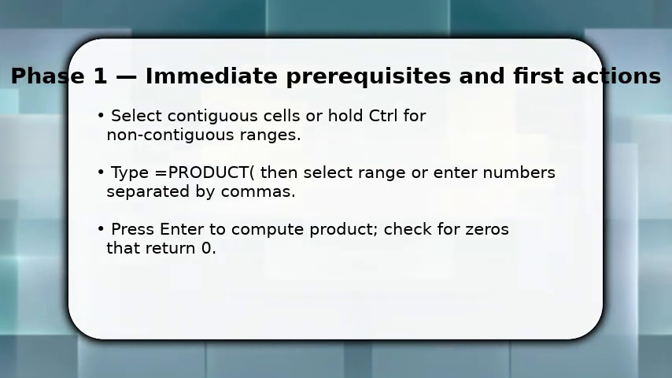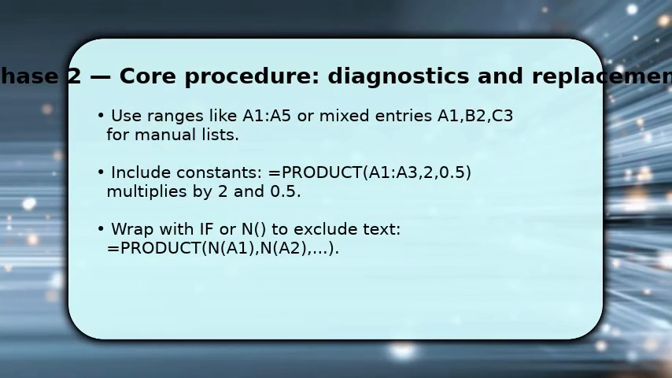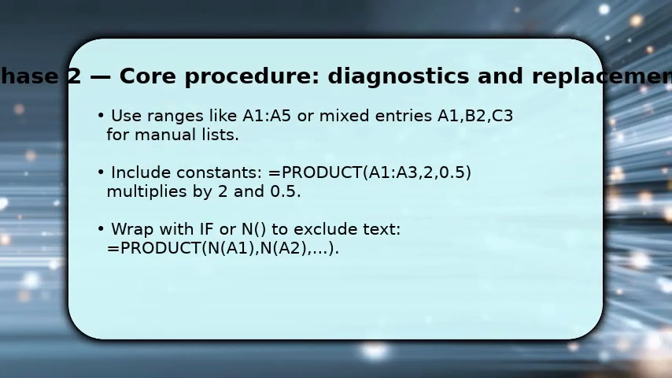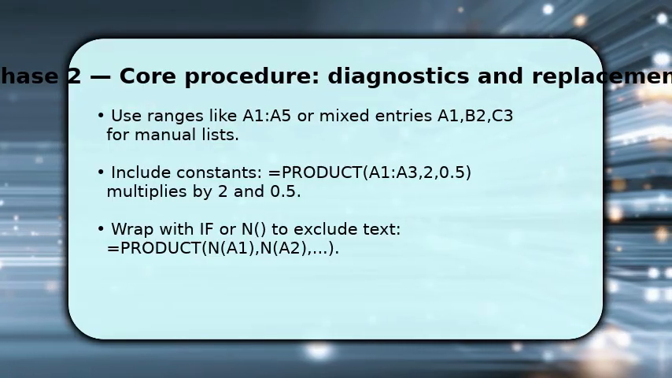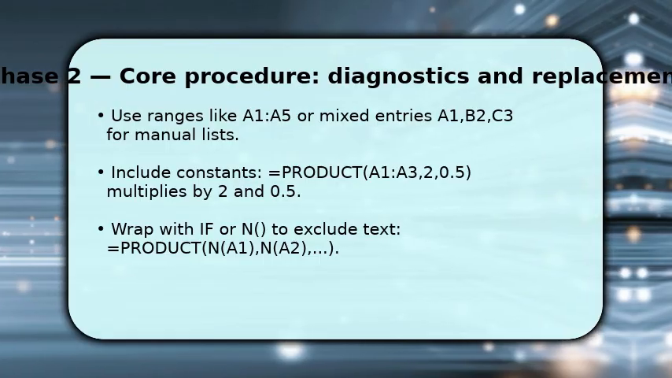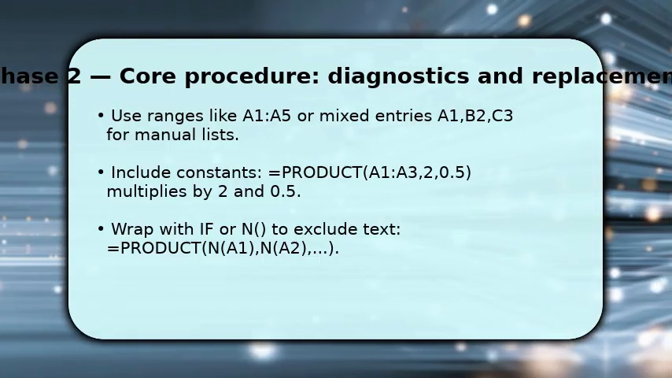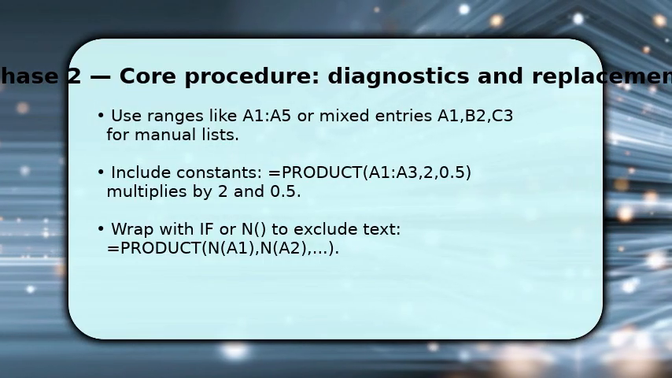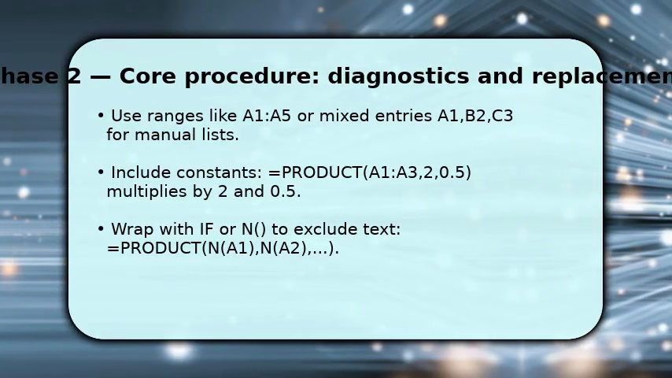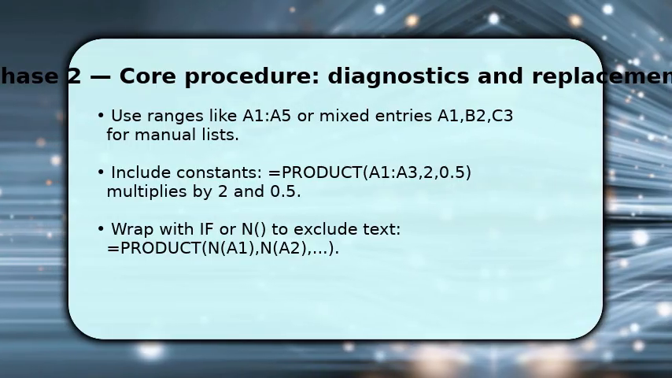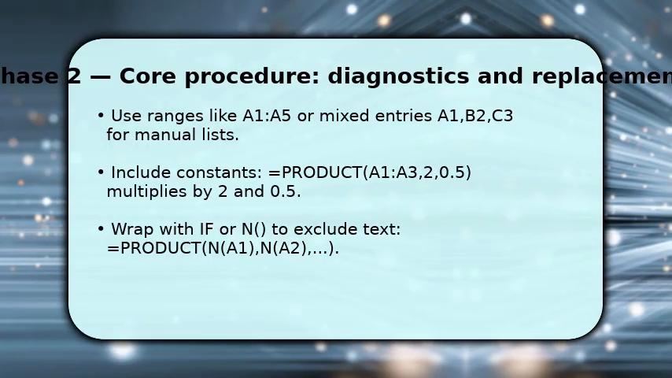Once you have the basic product, expand to complex inputs. You can combine ranges and constants. For example, =PRODUCT(A1:A3, 2.5) multiplies the range by 2.5. If some cells contain text or errors, make sure to convert or filter them, for instance wrap values with N, or use IF to replace text with 1 so it won't zero the result.